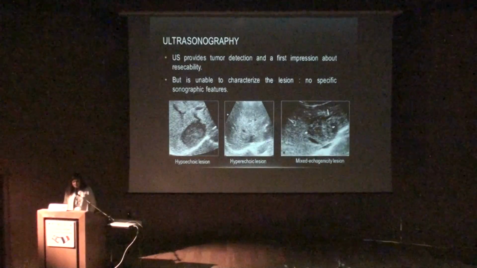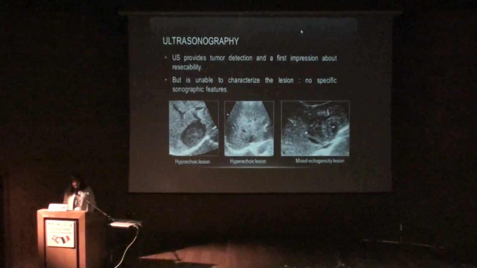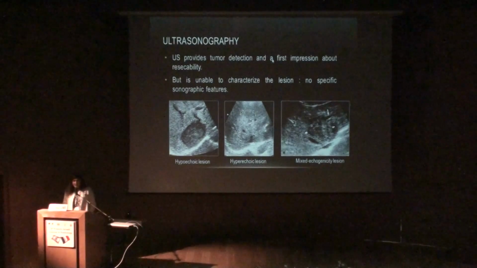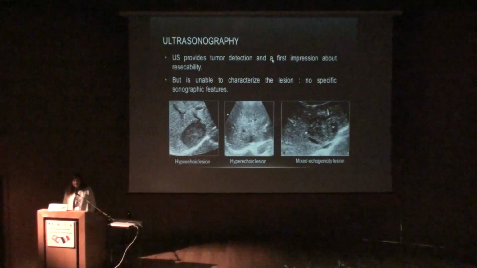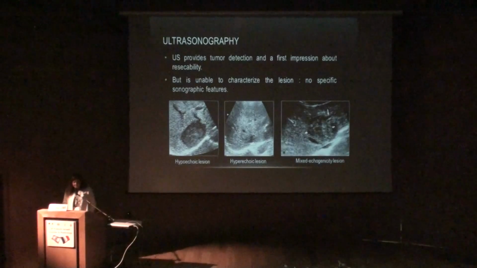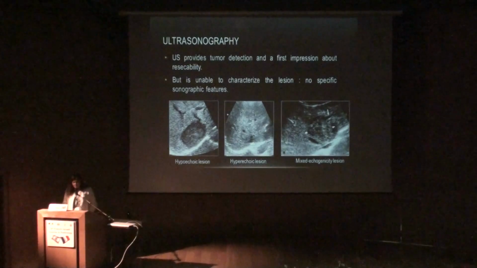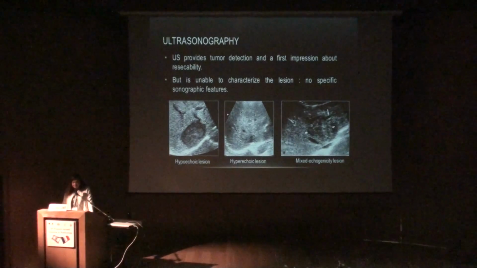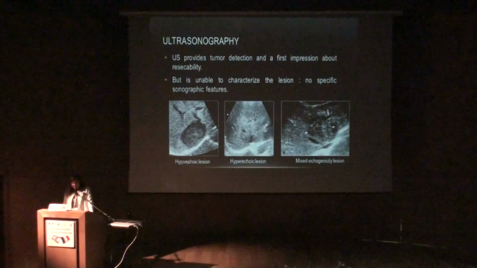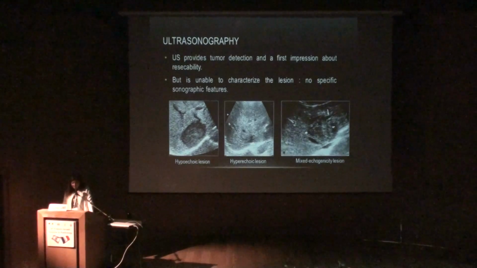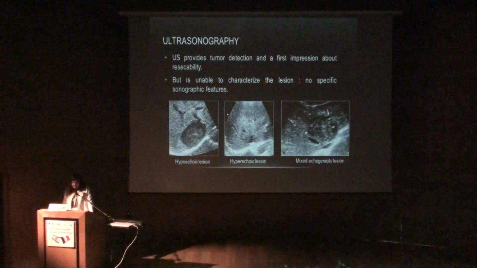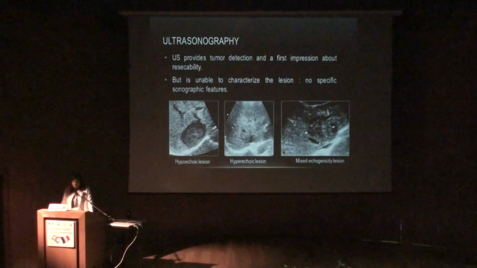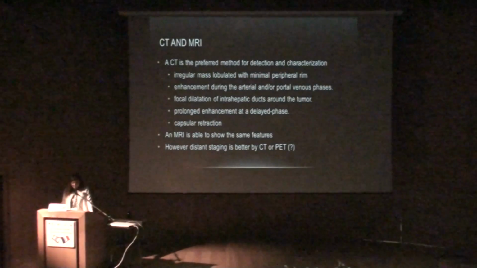So when you do ultrasonography, you can detect the tumor and get a first impression about resectability. But ultrasonography is unable to characterize the lesion because there is no specific sonographic feature. You may have a hypoechoic lesion like here, a hyperechoic lesion, or a mixed echogenicity lesion. So you really need to do a CT or MRI.